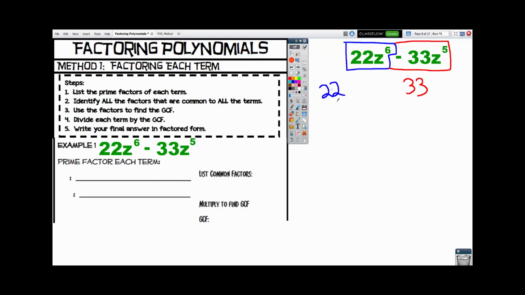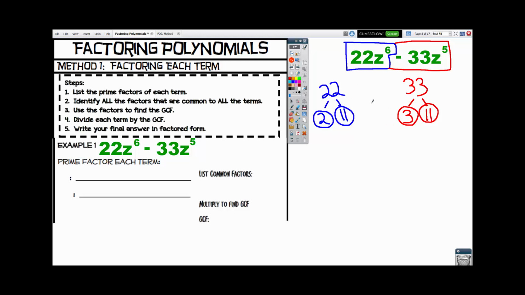And let's factor these down to prime numbers. So 22, 2 times 11. And both of these are prime numbers. So I'm going to go ahead and circle them. And we're done factoring 22. Let's do the same thing with 33. So that would be 3 times 11. And again, just like that, we have factored these down to prime numbers.